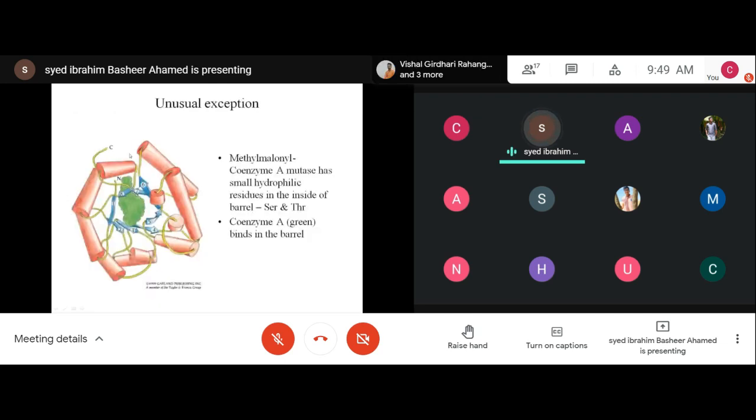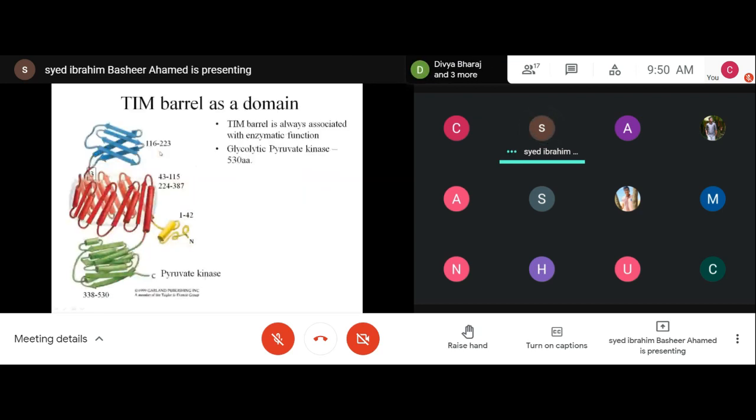So here you can see methylmalonyl coenzyme A binding like a coenzyme. It is binding with the help of the hydrophilic amino acids serine and threonine, which are present in the hydrophobic pocket and help to bind the coenzyme A here. So this is an unusual exception which is found in the hydrophobic core of the beta barrel.